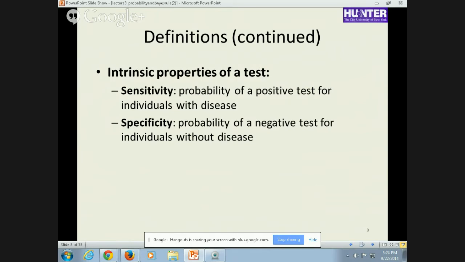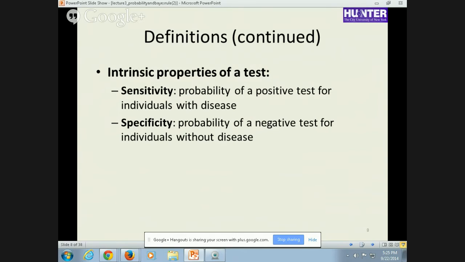So in the chlamydia test, the intrinsic properties that we need to describe the test are its sensitivity and its specificity. So these do not have anything to do with the population prevalence. These are just properties of the test. So the sensitivity is the probability that if you have the disease, you get a positive test. So that's the thing that on the first slide of this lecture was 100%. That was a test with 100% sensitivity.